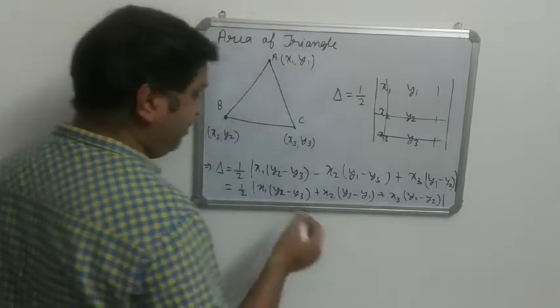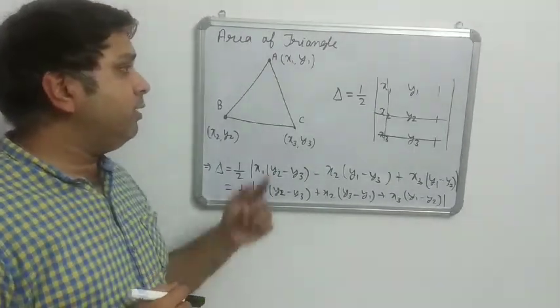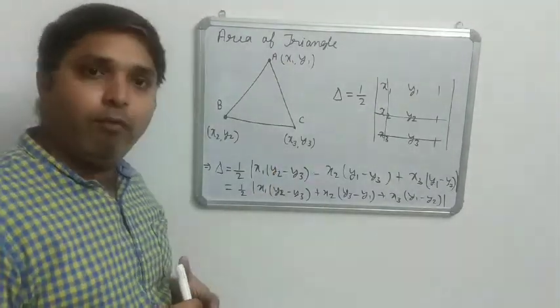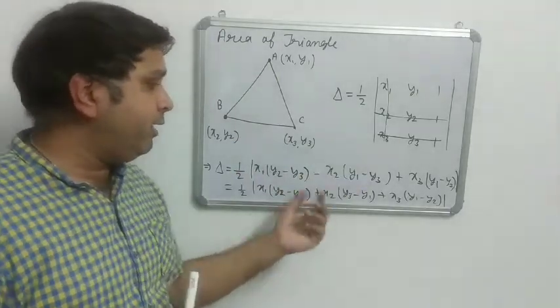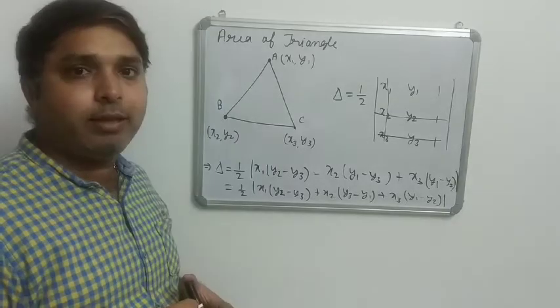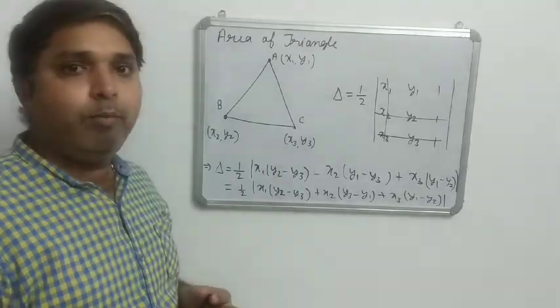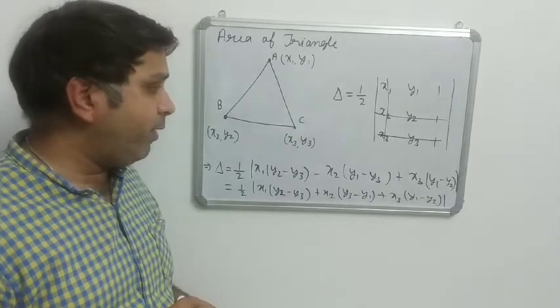So which is similar to what you studied in class 10th. Okay, so this is how to find the area of triangle using the determinant. Okay, so on this basis you can try exercise 4.3 of NCERT. Okay, now we will move to minors and cofactors.